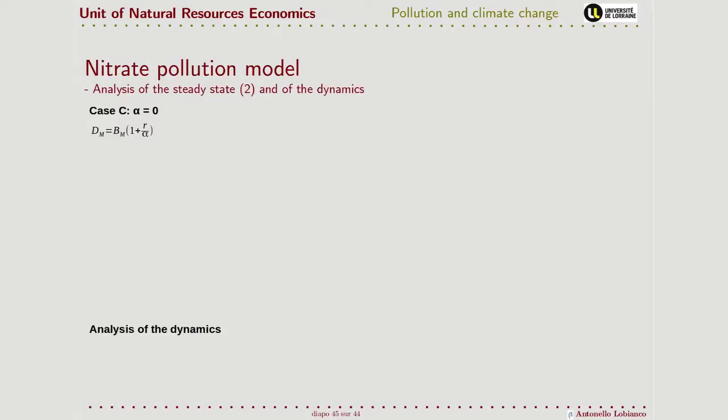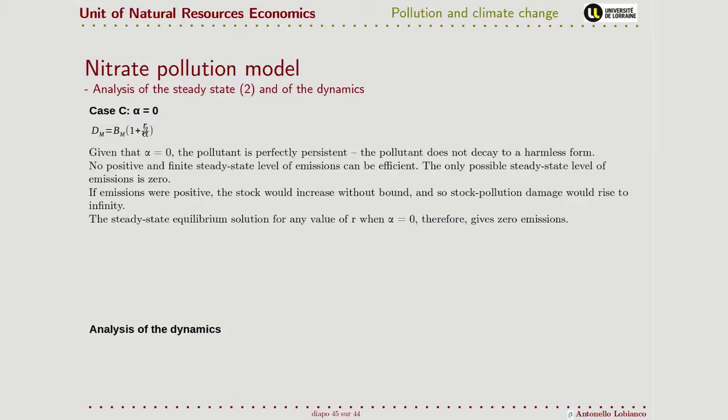Finally, what happens when alpha is equal to zero? Well, the problem, of course, here is that alpha is in the denominator. So when alpha is equal to zero, it means that our pollutants will always remain there. They will never be removed. They will never decay. And the only possibility, the only steady state possible, is that the emissions are also equal to zero, because if the emission would be positive, the stock would increase without any bounds, and the only possible steady state answer for when R is positive but alpha is equal to zero is to have no more emissions.